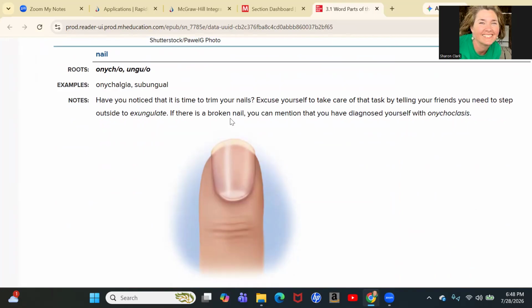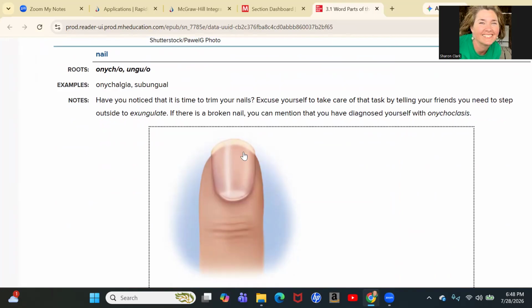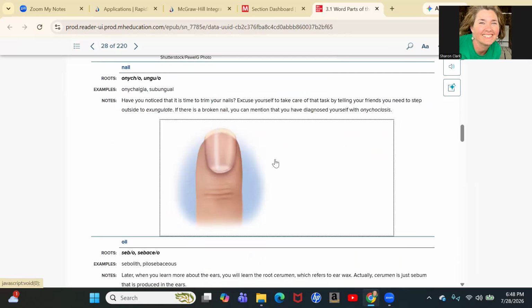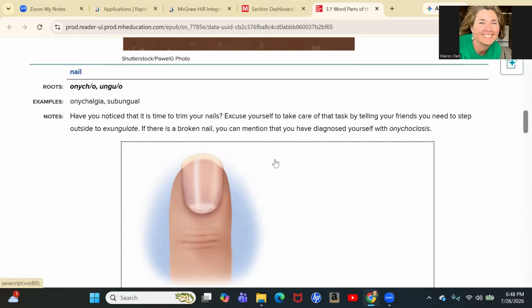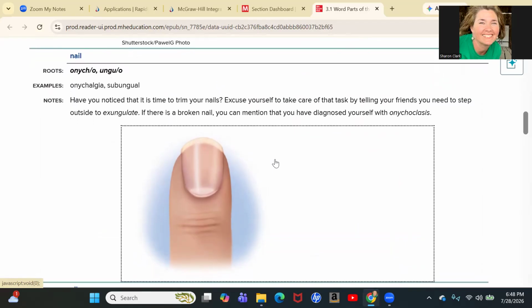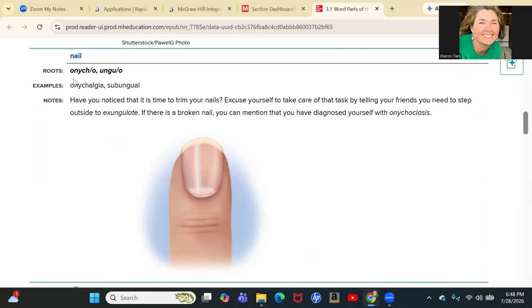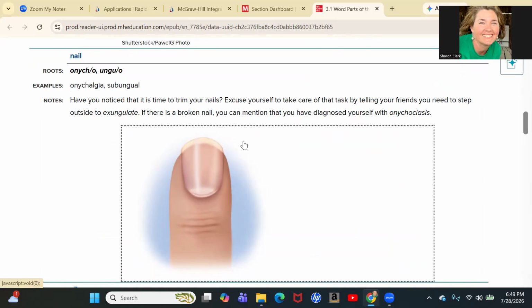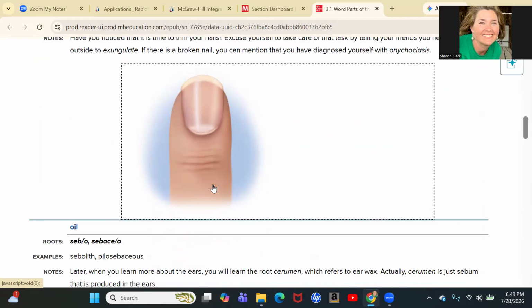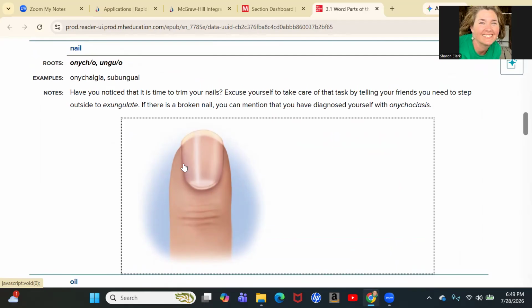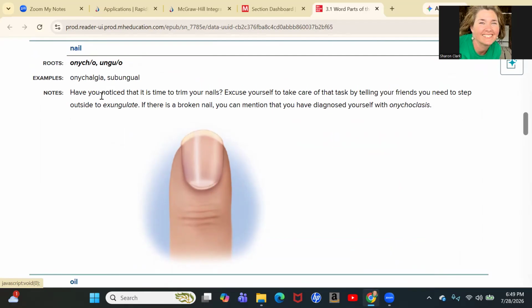Within the integumentary system, you have the structure known as your nails, your fingernails and toenails. Their purpose is to protect the distal ends of your appendages, so your fingers and your toes. The word root for nail is onycho or unguo. When you trim your nails, you're actually cutting the excess nail that has grown from the nail bed. There are many more word roots related to the nail structure, but for this class, just onycho and unguo.